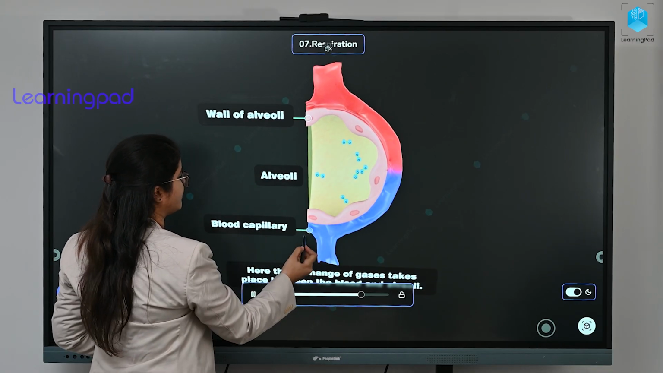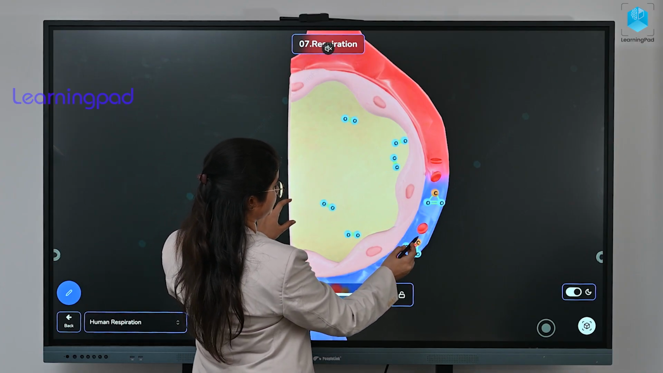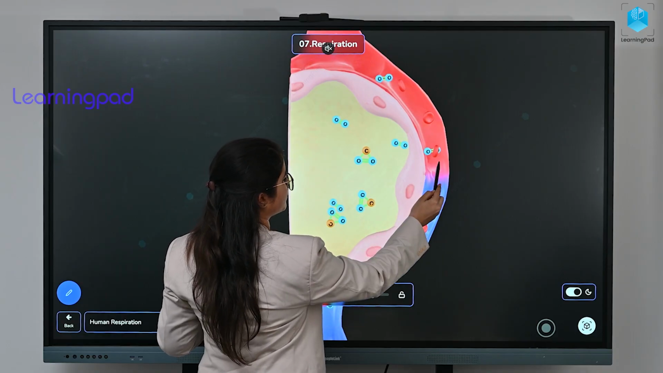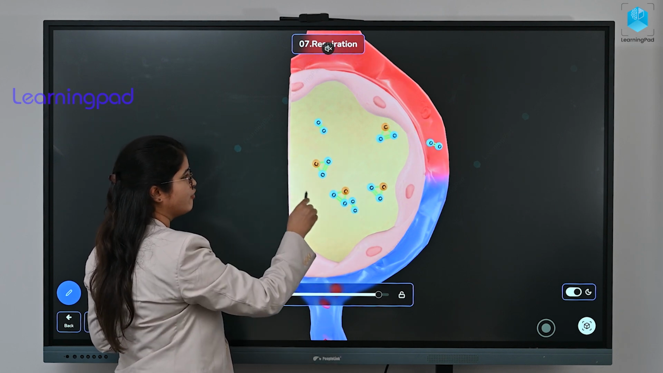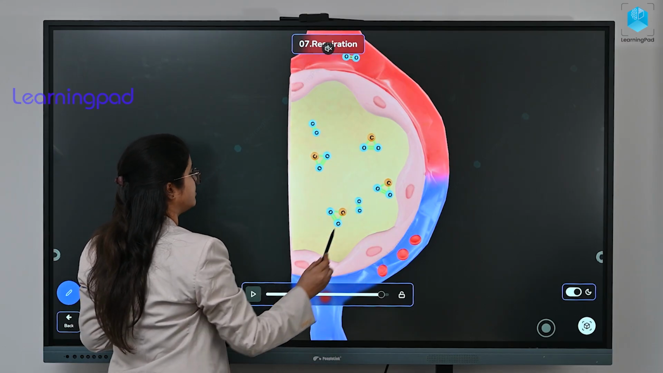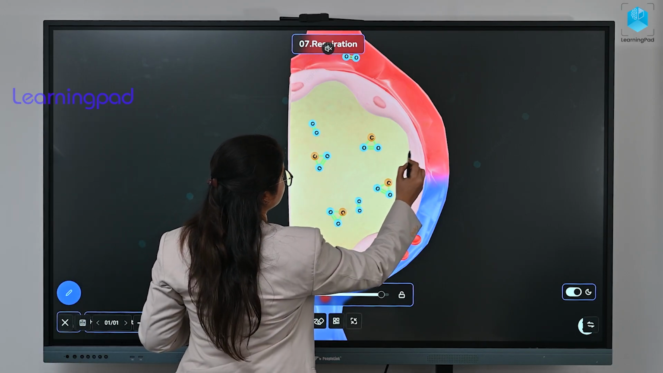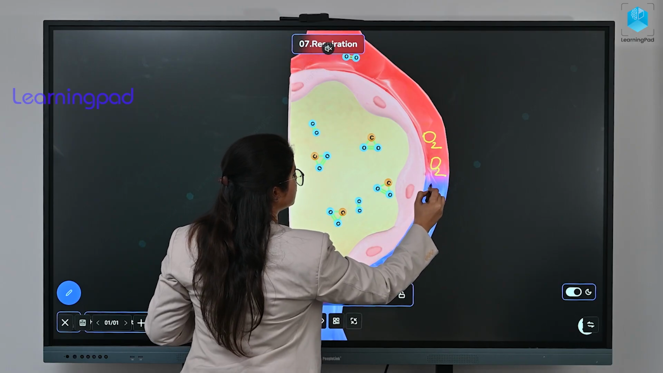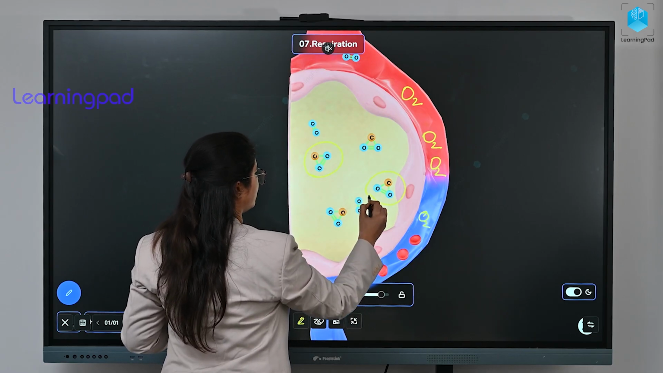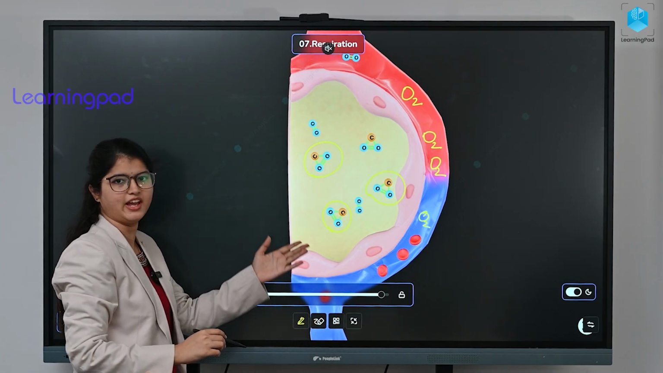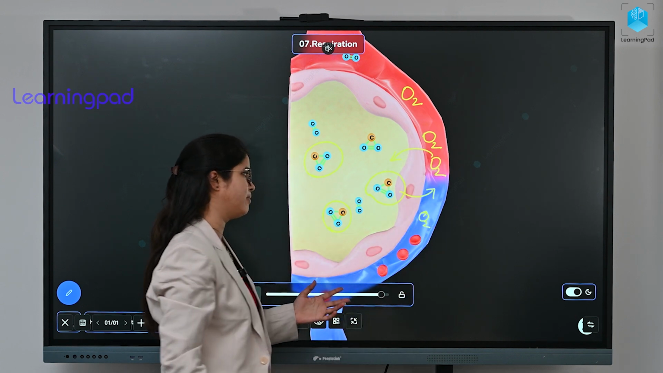This is the wall of the alveoli, and as you can see here, the blood from all parts of the body has high CO2 content. Because of this difference, the oxygen molecules go to the blood capillaries and the carbon dioxide molecules enter into the alveoli, and this air will be exhaled out. The oxygen in the blood will be supplied to all parts of the body, and the CO2 will be exhaled out through the air present in the alveoli. This is how exchange of gas between the alveoli and blood capillaries happens.